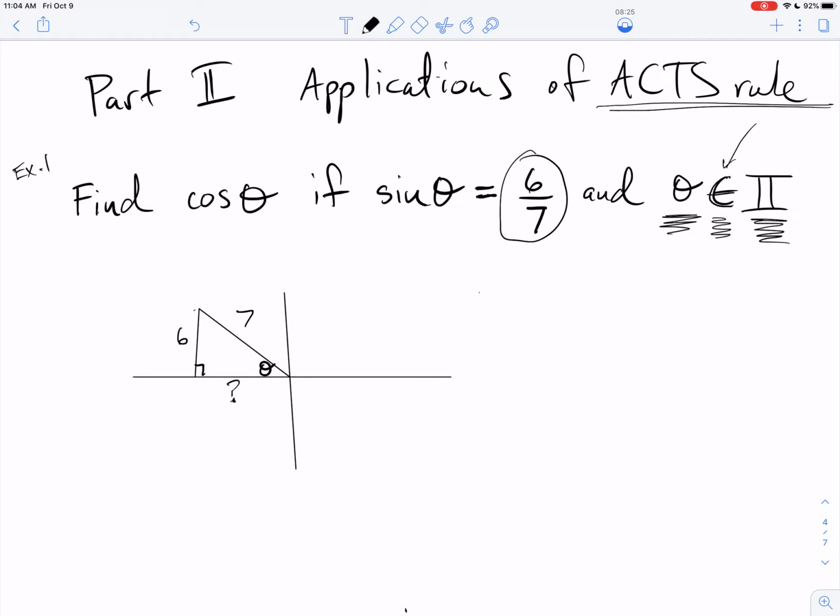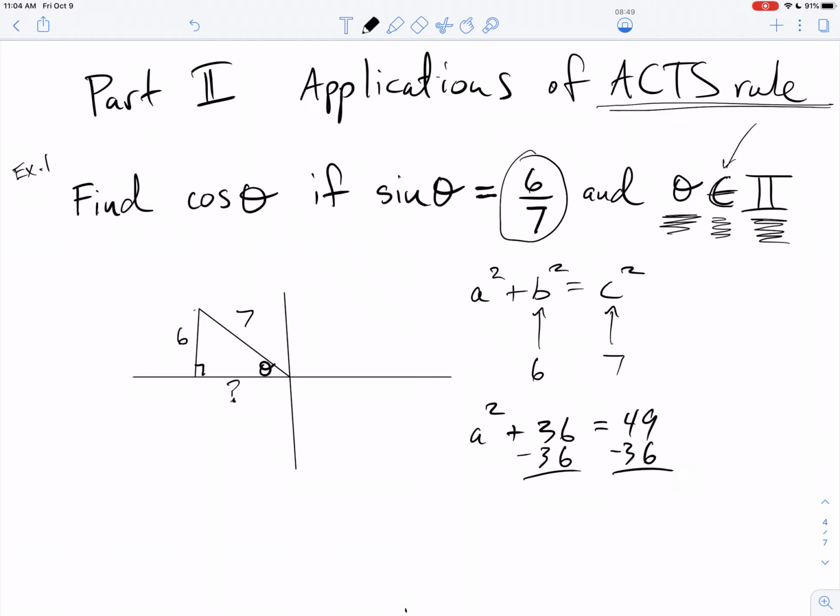So I'm going to go, hey, this is another Pythagorean theorem thing, a squared plus b squared equals c squared. But since they talked about sine, I know that one of these legs is a 6. I know the hypotenuse is a 7. So I'm going to do a squared plus 36 equals 49. I'm going to take this away because I want to be able to solve for this answer. And so I get what? That's 13.